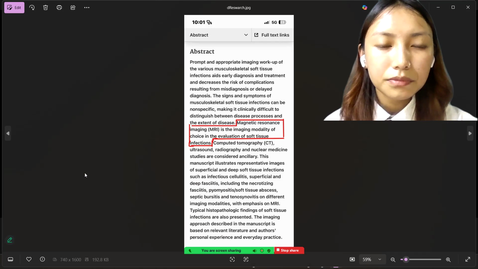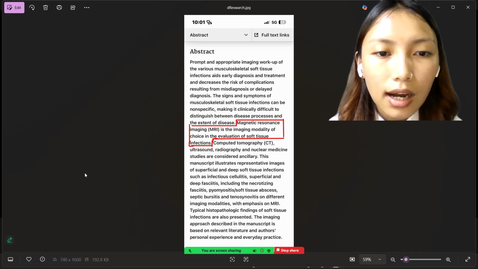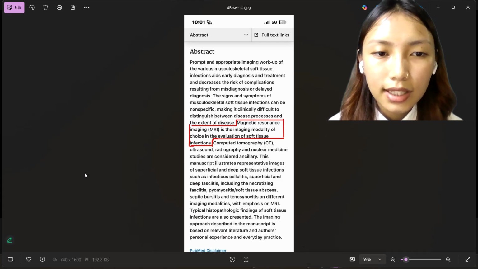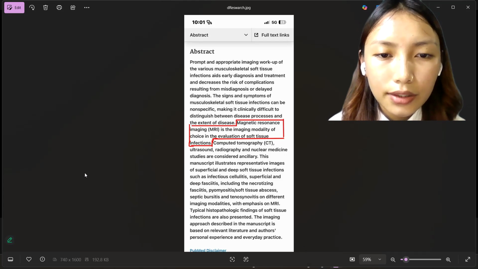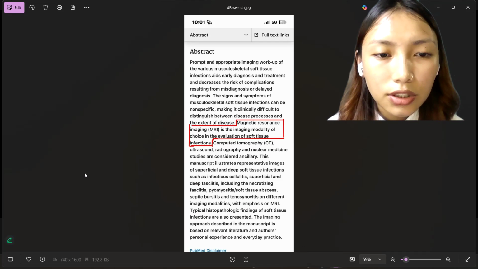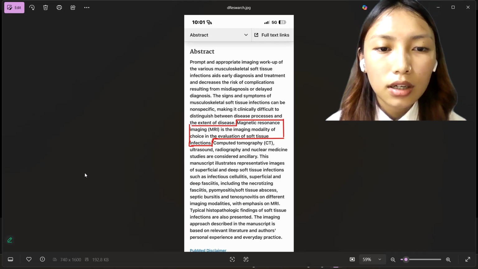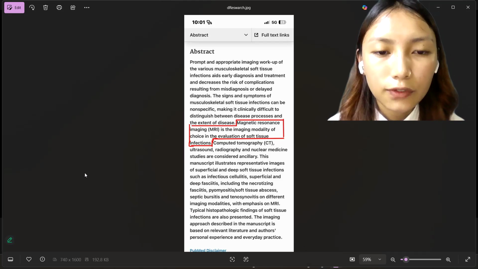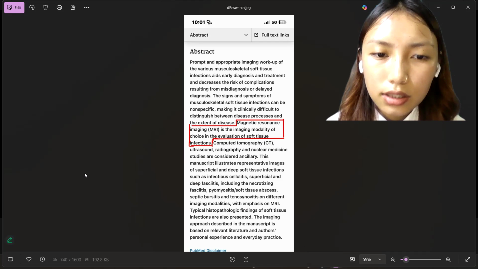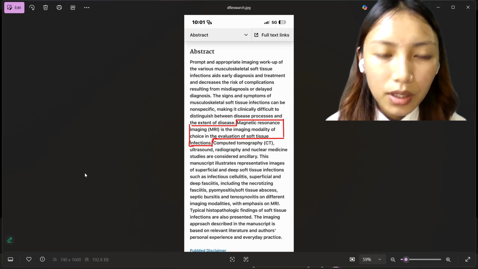Soft tissue infections of the musculoskeletal system are common and can range from mild cellulitis to severe necrotizing infections. Early and accurate diagnosis is essential to prevent complications such as abscess formation, tissue necrosis, or bone involvement. Imaging plays a key role in detecting these infections, understanding their extent, and guiding management.